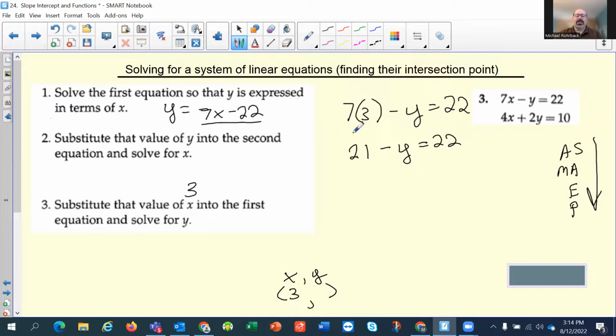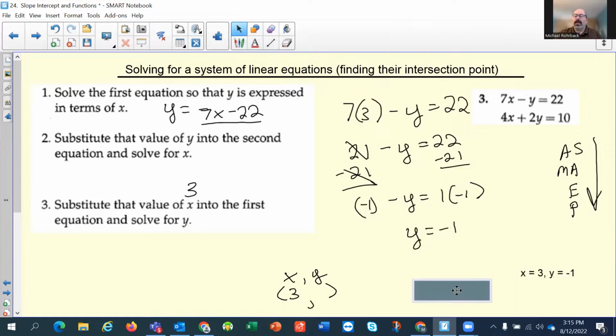Okay, so now it's not 7 times, it's not 21y. It's just 7 times 3 is 21 minus y. So I got to get rid of the 21. Same thing I did before, except now I've got the right thing. All right, and I've got negative y equals 1, but we don't want negative y, we want positive y. So we're going to multiply that by -1, which again looks like we're just flipping these signs. So y equals -1.